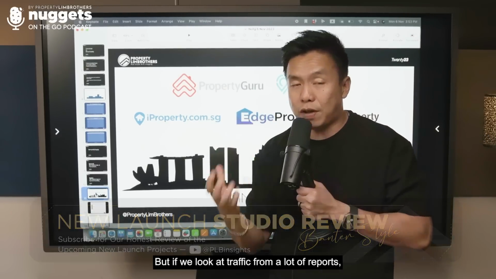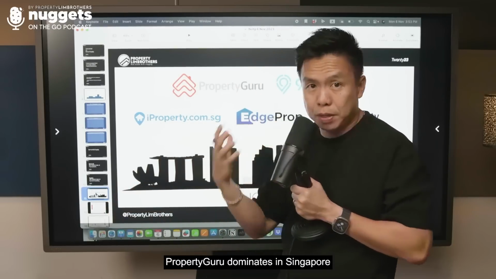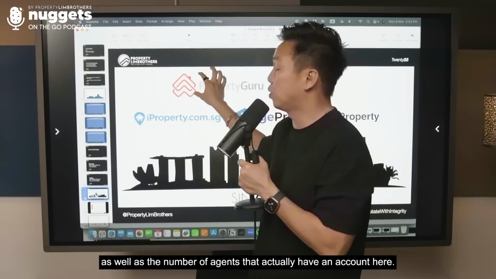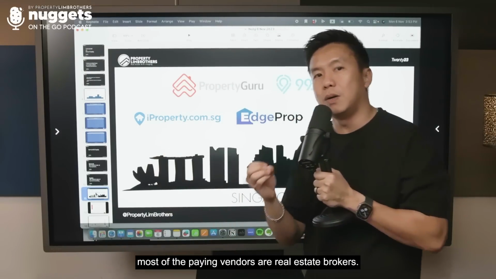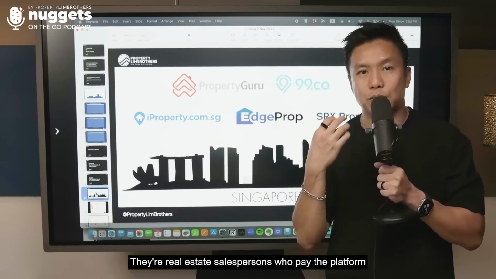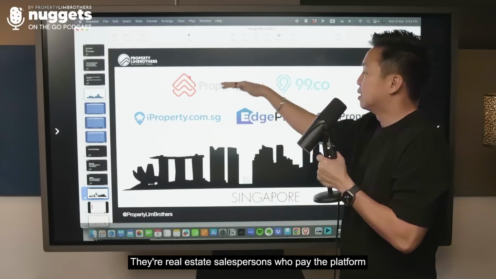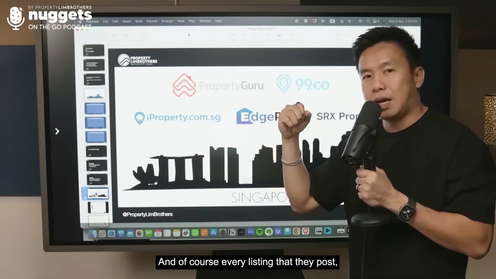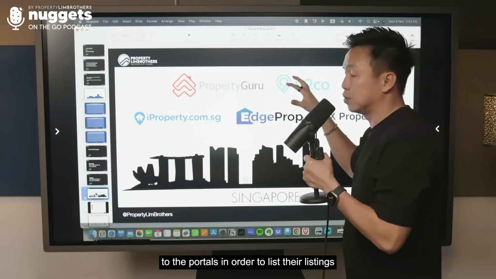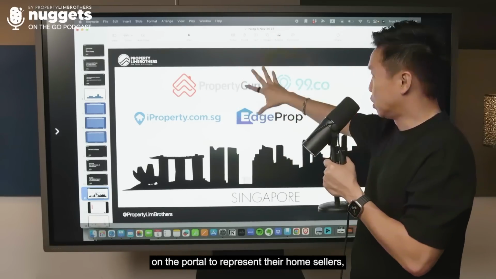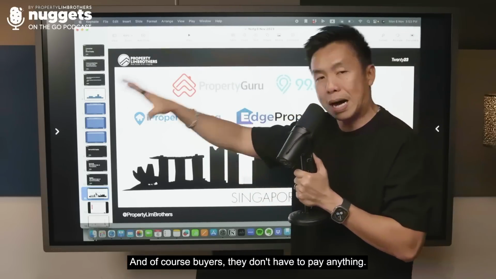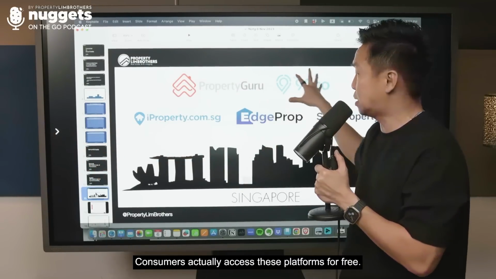But if we look at traffic from a lot of reports, PropertyGuru dominates in Singapore in terms of the amount of traffic as well as the number of agents that actually have an account here. In Singapore, for PropTech to work, most of the paying vendors are real estate brokers. They are real estate salespersons who pay the platform to purchase an account. And of course, every listing that they post, they have to pay a certain amount of fees or credits to the portals in order to list their listings on the portal to represent their home sellers to sell the sellers' homes. And of course, buyers don't have to pay anything.